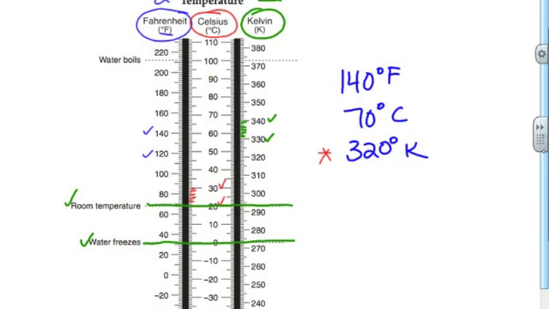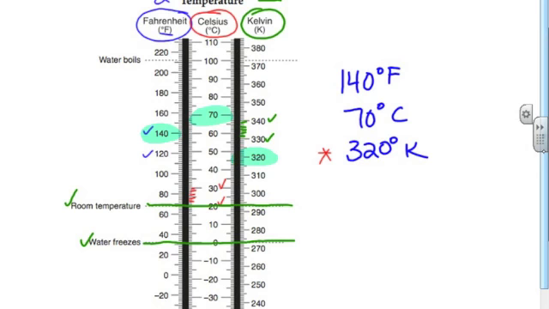However, when we actually look at those temperature readings on this scale, let's find them. 140 degrees Fahrenheit sits right here. 70 degrees Celsius sits right here. 320 degrees Kelvin right there. So when you're looking at who's closer to the top, it's actually the 70 degrees Celsius that ends up giving off the most heat energy.